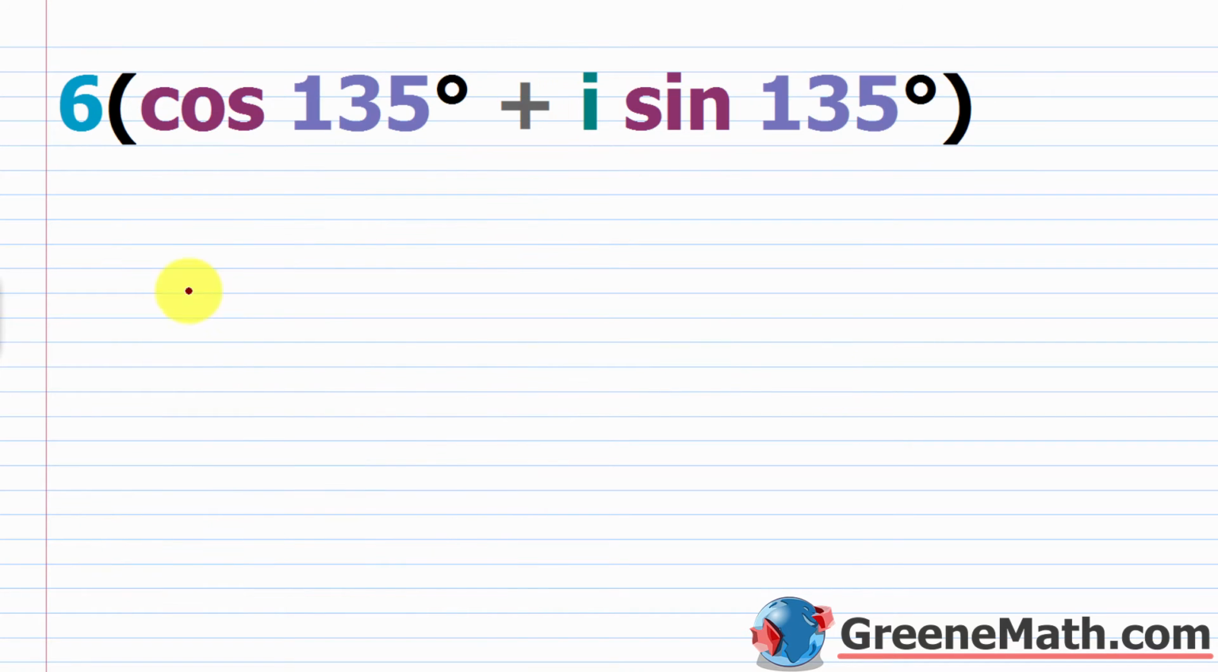All right, let's look at another one. So we have the polar form here. We have 6 times the cosine of 135 degrees plus I times the sine of 135 degrees. So what is the cosine of 135 degrees? So again, you're in quadrant 2, so this is negative.